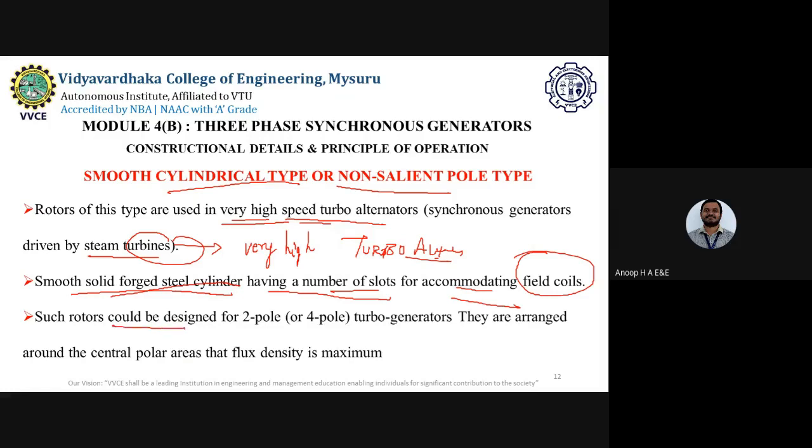Now these rotors could be designed for the number of poles of a machine, to be a 2-pole or a 4-pole turbo generator. They are arranged around the central polar areas where the flux density is said to be maximum. When I call this flux density maximum, it is because you will have the magnetic lines of force linking once the rotation is done by these steam turbines.